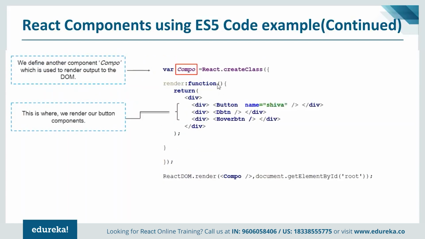And finally, we define another component, which is used to render the output to the DOM. So this is the main component. This is the component which will be used to render the output to the DOM, because the previous three components which we created, the first one was the Button, the second was the DButton, and the third one was the HoverButton. All these three components we are going to use in our main component, which is used to render output to the DOM.